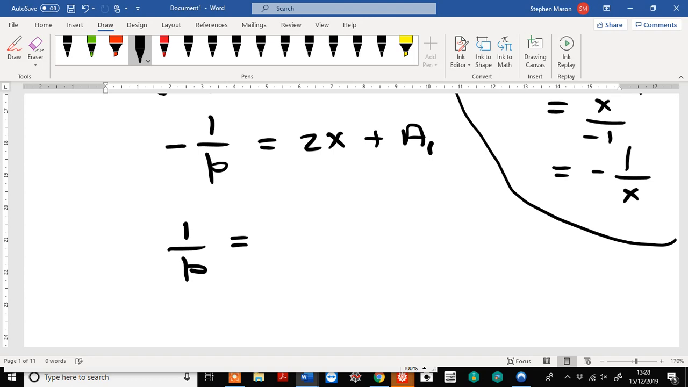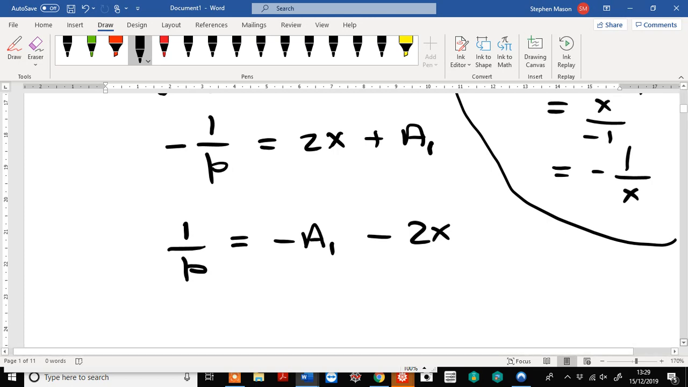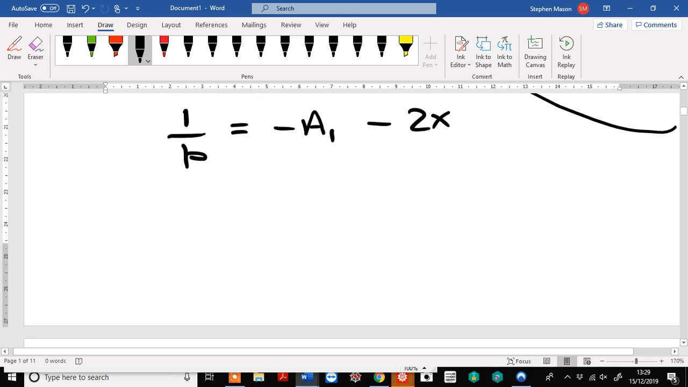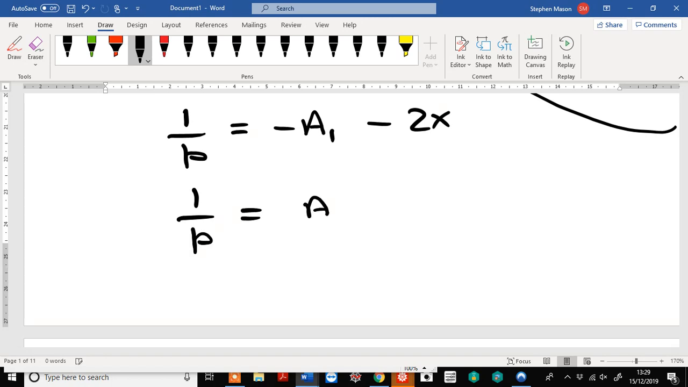So we've got 1 over p is equal to, we've got a minus a1 there, minus 2x. I've just rearranged this right-hand side slightly to get that. Now, I'm going to call that negative a1 constant, just a. So you've got 1 over p equals a minus 2x.